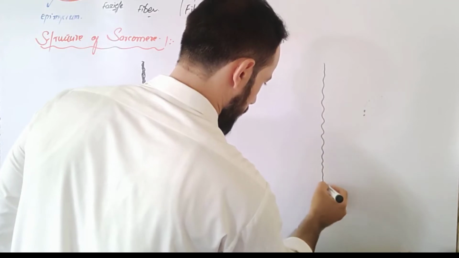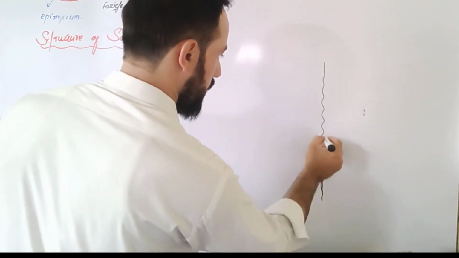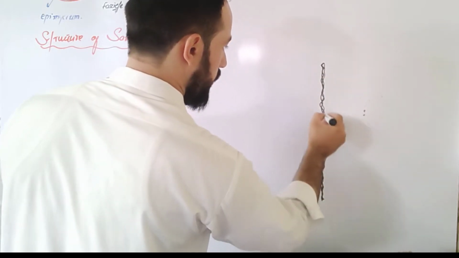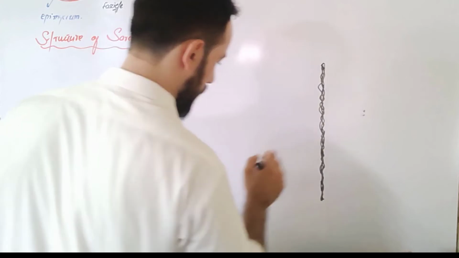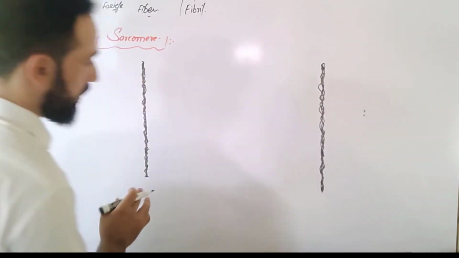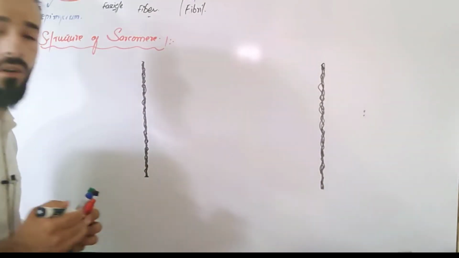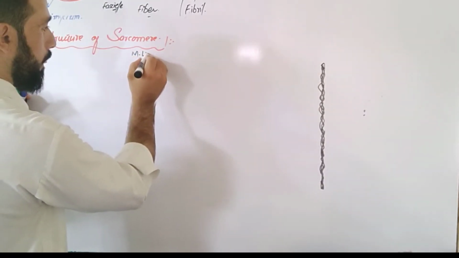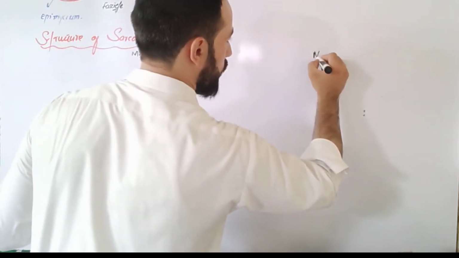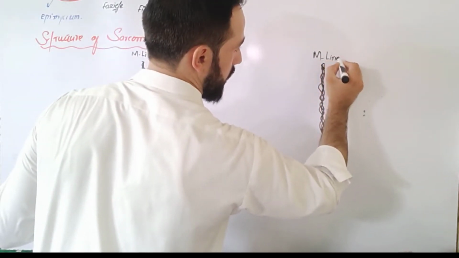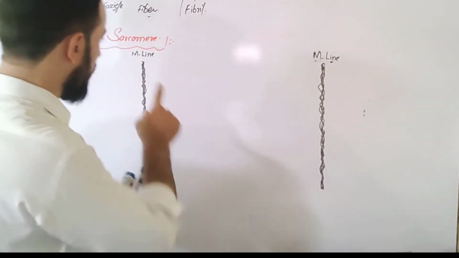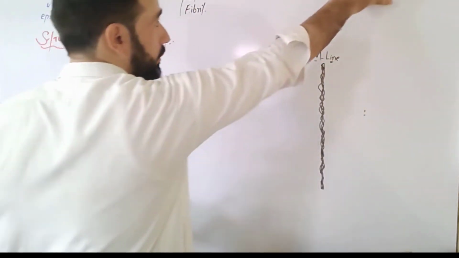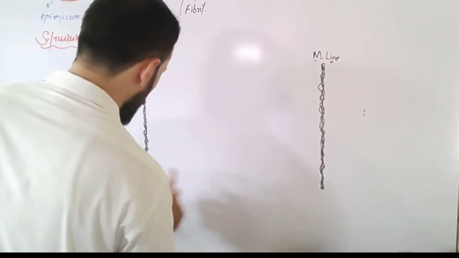Look, my dear friends, carefully. We are drawing the structure of one sarcomere. So these two lines which I have drawn right now here are called the two M lines, right? These are called M lines. Okay, let me write it here. This is M line, right? And here also M line, right? I will tell you what is meant by this M line in the last part of this lecture. Here we will see it. So these are called the two M lines.